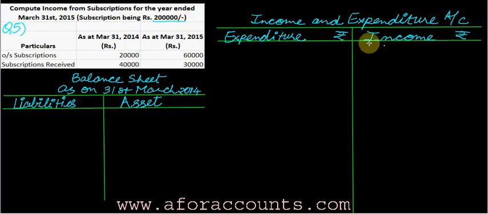So my income I can write here by subscription, 2 lakhs, in the inner column. Reading further, you have been given balances of the previous year, that is 2014, and of the current year, that is 2015. So outstanding subscriptions on 2014 and 2015, subscriptions received in advance.